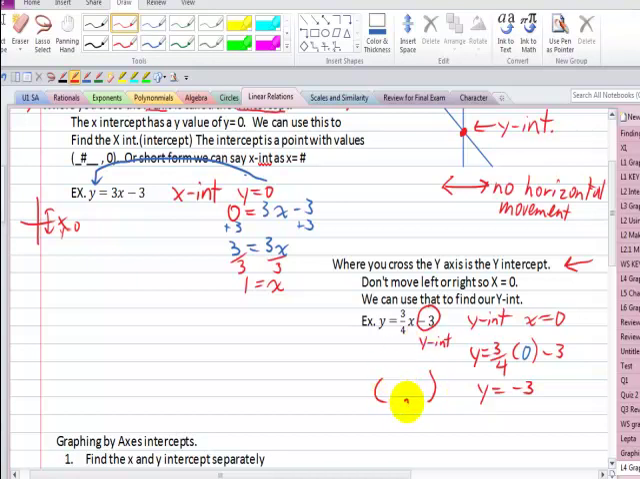What's your x value? And your y value? -3. What about our x-intercept? How would we write that as a point? Please write it down. Don't stop writing. X value is, y value is 0. So that's what you're going to be doing for your homework: once you find your intercept, write it as a point, and that's just to help you plot it on your graph.